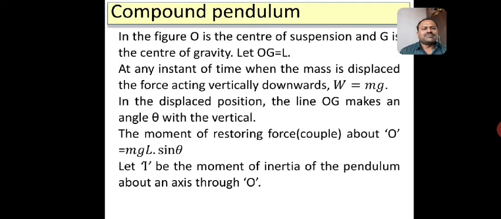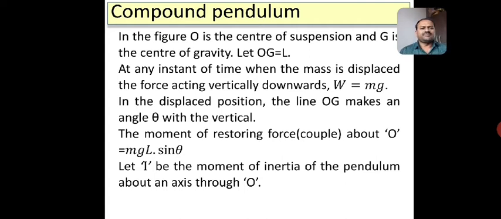In the figure, as I mentioned, O is the center of suspension and G is the center of gravity, and OG is equal to L. At any instant, W equal to mg will be acting in the downward direction. In the displaced position, OG makes an angle theta with the vertical. Therefore, the moment of the restoring couple about O is equal to mgl into sine theta. Let I be the moment of inertia of the pendulum about an axis passing through the point O.